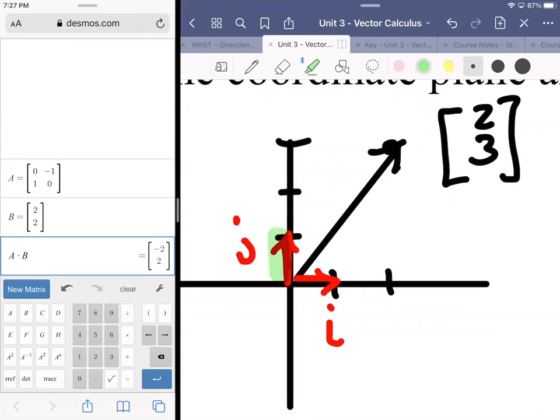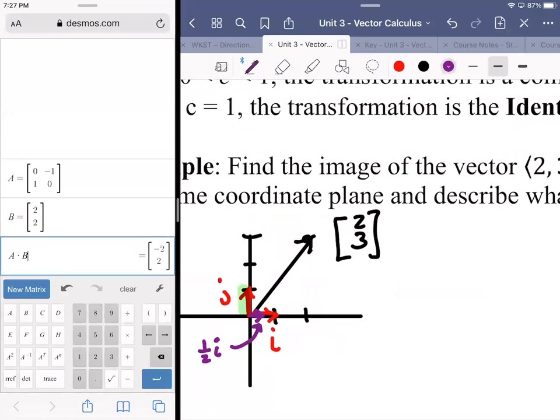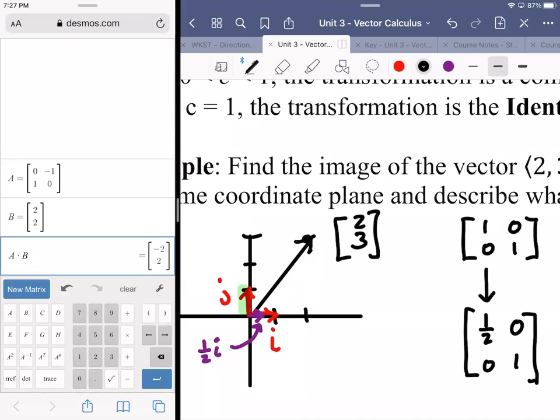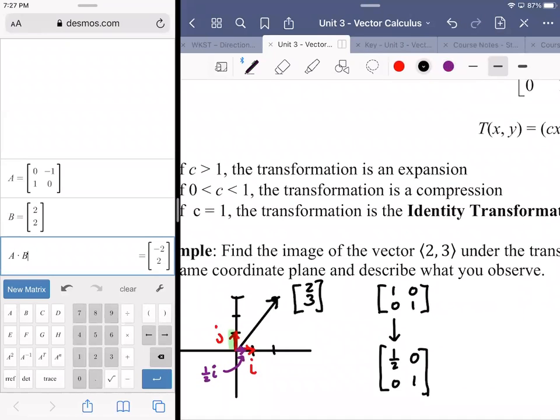All right? So that's telling me that this little sliver right here, which is 1/2 I, is going to be my new transformed vector. So 1, 0, 0, 1 is going to become 1/2, 0, 0, 1. The j vector stays put, but the I vector is the one that gets chopped in half. Half of 0 is still 0.